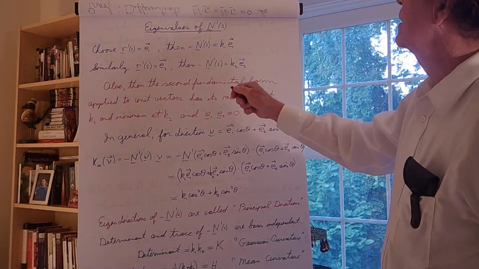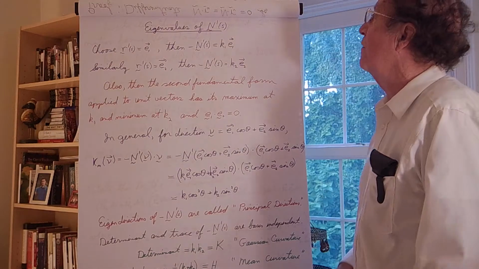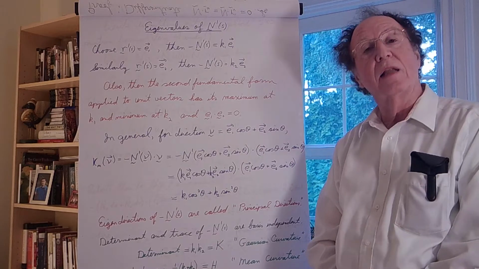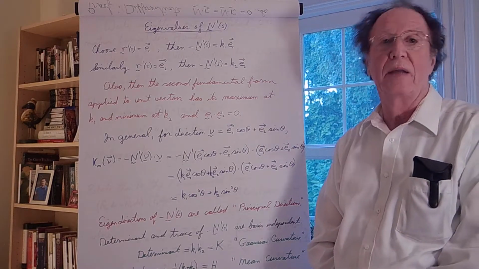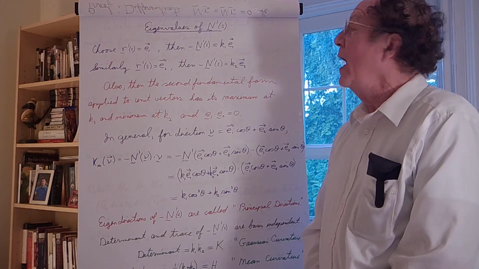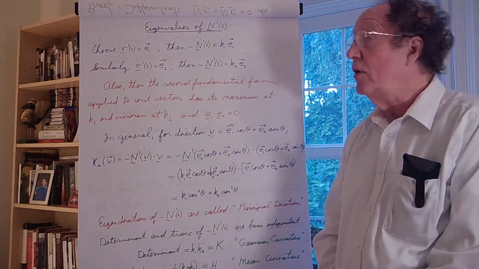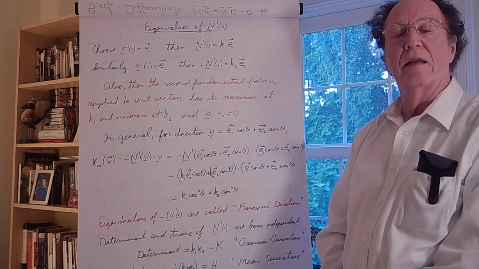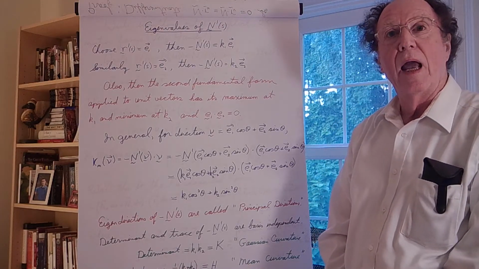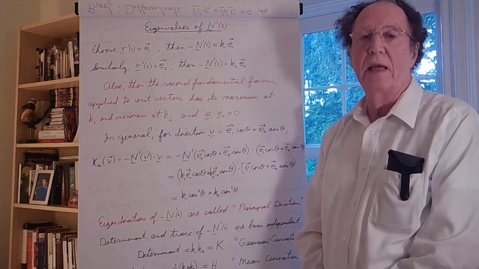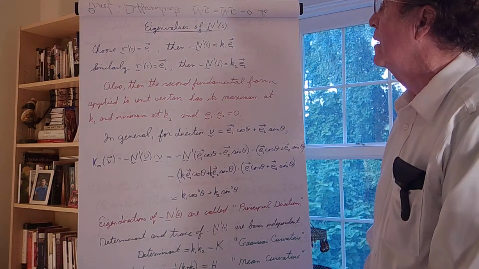Okay. Now we can talk about the eigenvalues of n prime of s. We've already discussed that n prime can be thought of as a linear operator that operates on vectors in the tangent plane. And we already showed that it's self-adjoint. So it's going to have a complete set of eigenvectors, and it'll have real eigenvalues, and the eigenvectors will be perpendicular to one another.